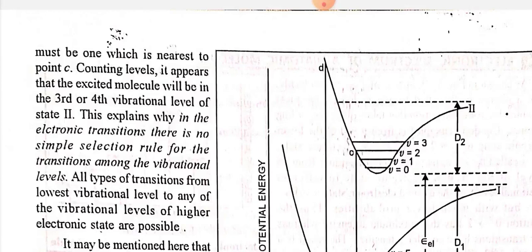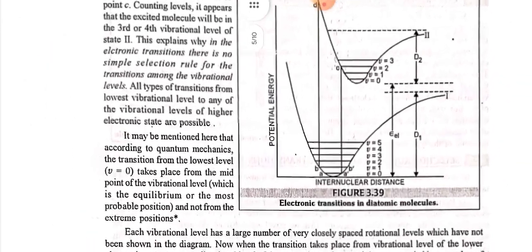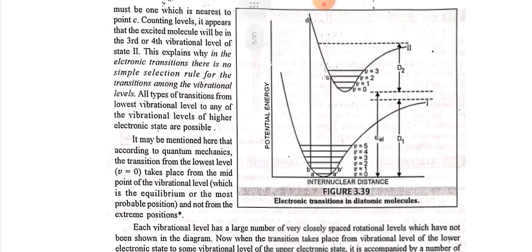This explains why there is no simple selection rule for transitions among the vibrational levels in electronic transitions. All types of transitions from the lowest vibrational level to any vibrational level of a higher electronic state are possible. It may be mentioned here that, according to quantum mechanics, the transition from the lowest level v equals 0 takes place from the midpoint of the vibrational level, which is the equilibrium or most probable position, and not from the extreme positions.